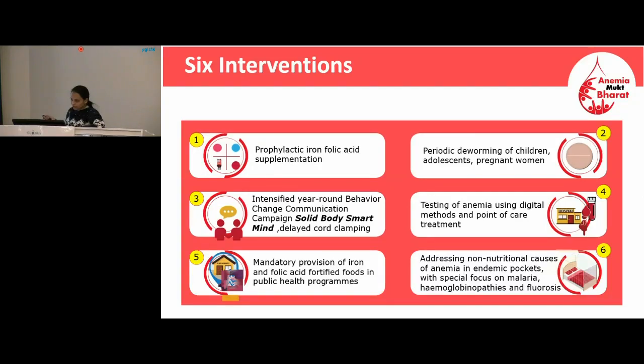And then periodic deworming, we again saw this. At least twice a year we have to do deworming in all our children. And then testing of anemia using digital methods and point of care treatment. And then finally, addressing some non-nutritional causes of anemia in endemic pockets, which will be adding to the burden of anemia, with focus on malaria and hemoglobinopathies. So we've seen the 6 beneficiaries and the 6 interventions.